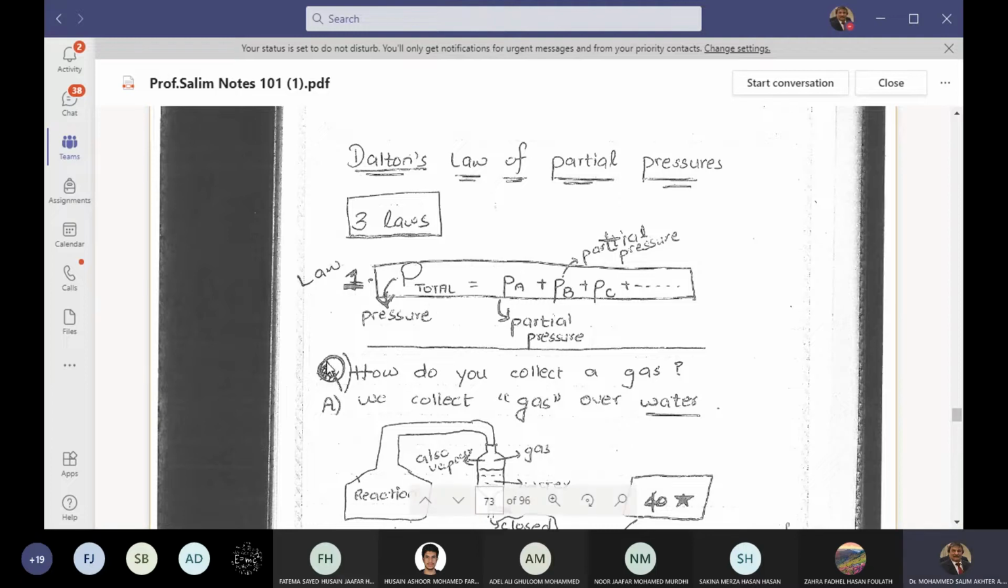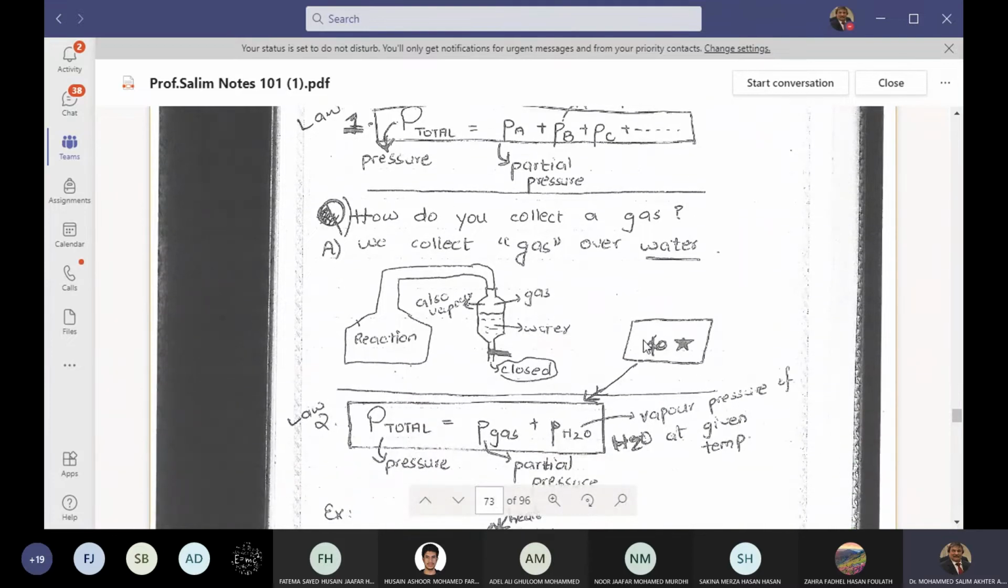Law number 2. If I ask anybody, how do we collect gas? Can you collect gas in your pocket, in your trouser or something? No, you cannot. You have to contain gas either in a gas cylinder, or in the lab you collect gas over water. So how do we collect a gas? We collect gas over water.